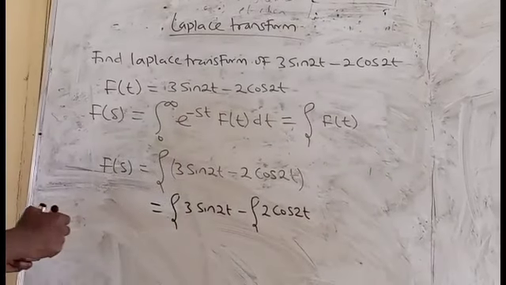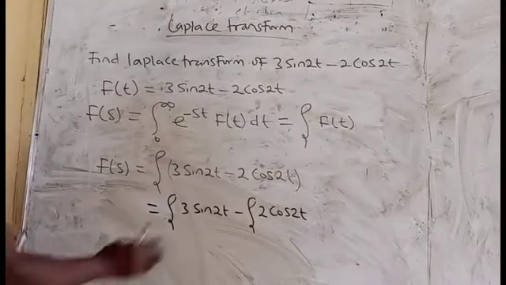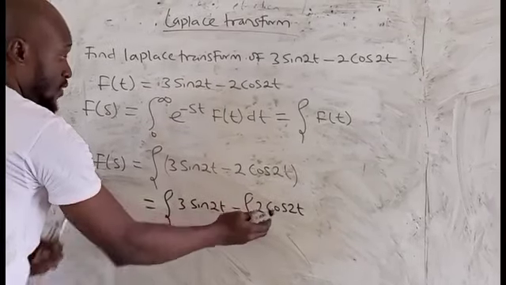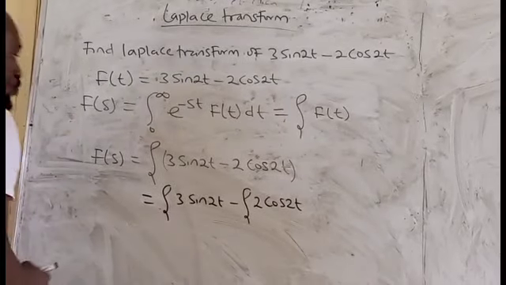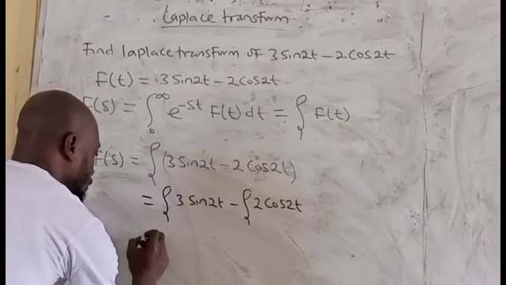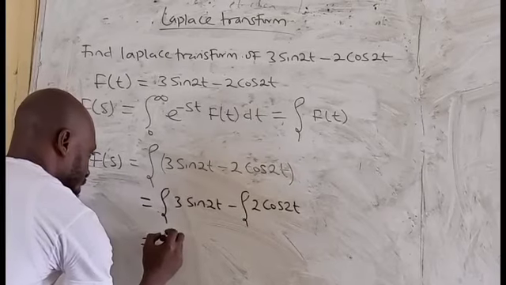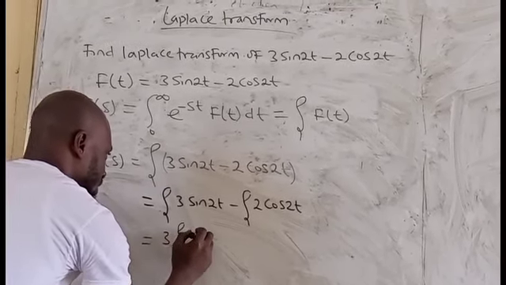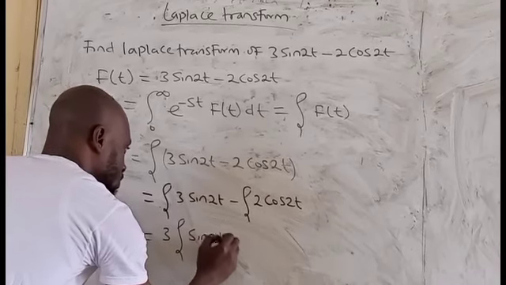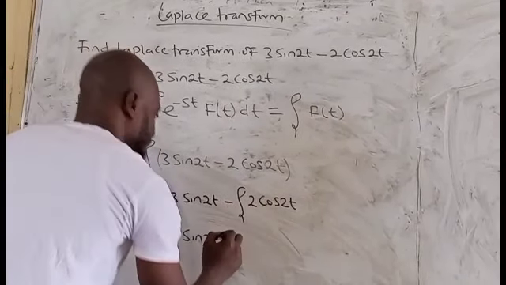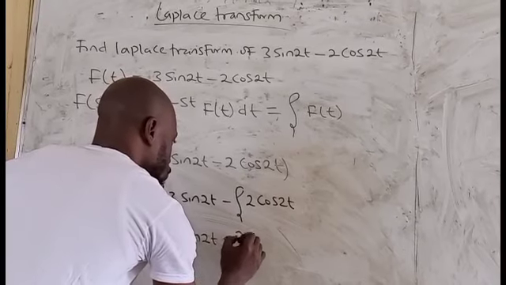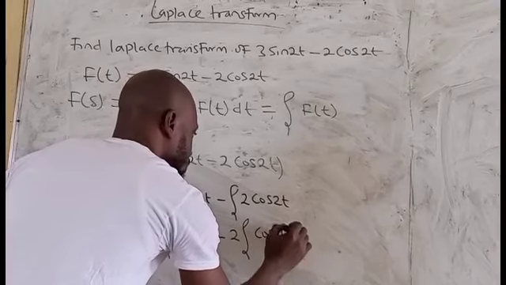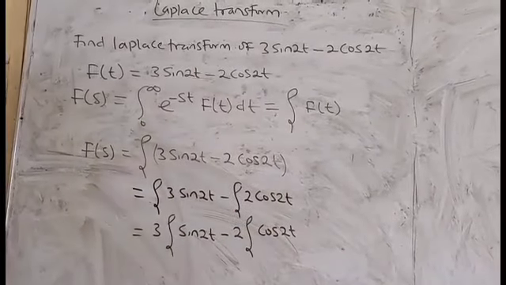So mind you, you have constants. The first one, the constant is 3. Then the second one is what? 2. So for sine 2t, the constant is 3, so you bring it out from this Laplace symbol. You have 3 multiplied by the Laplace transform of sine 2t. Then for this one, this constant here, you bring it out. You have minus 2 multiplied by the Laplace transform of what? Cos 2t. This is what I'm going to get now.